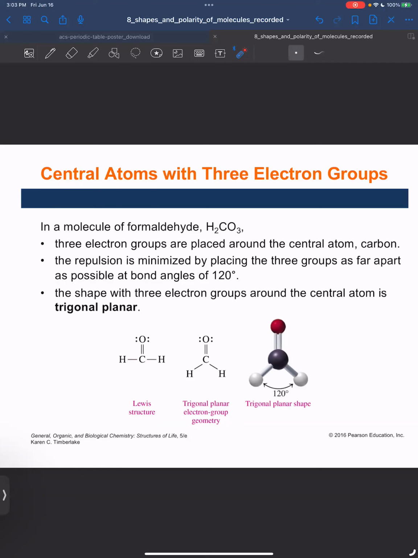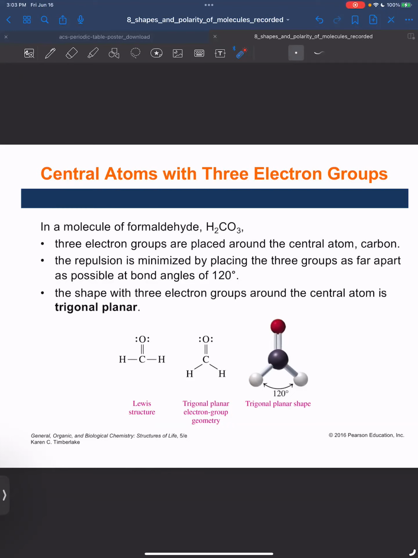And those groups want to spread out as far as possible. Right now, the Lewis structure looks like a 90-degree bond angle and 180, but they want to spread out even more. And so that is done by achieving a bond angle of 120 degrees for each of them. So there's a 120 bond angle here, here, and here. And this shape we call trigonal planar. So if you have a molecule that has 3 electron groups around the central atom, then this is trigonal planar.